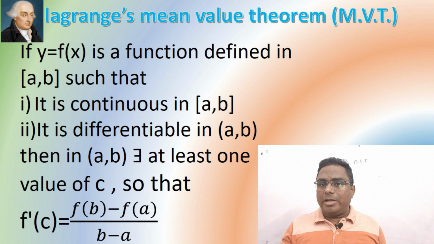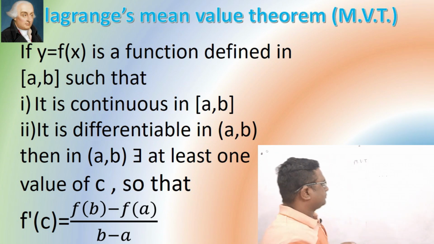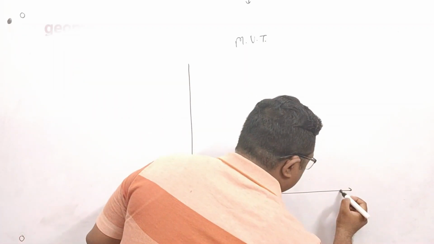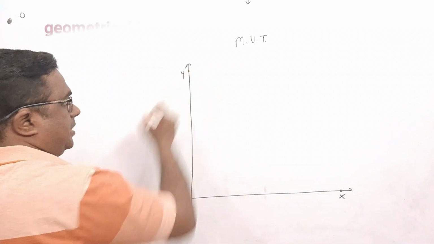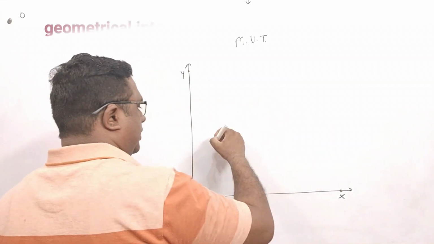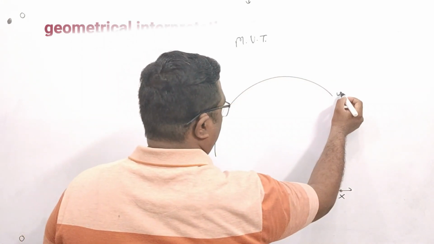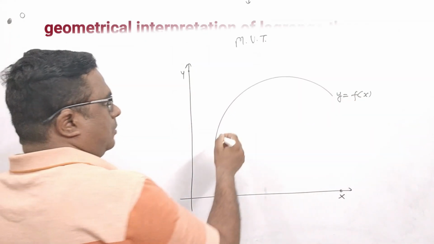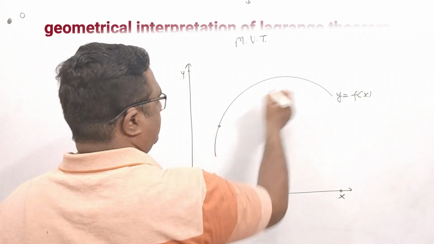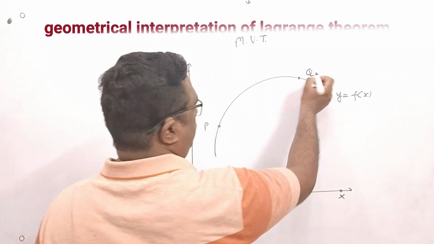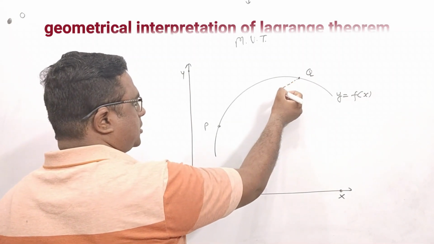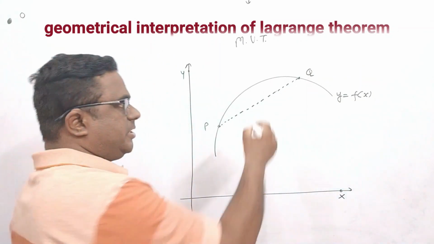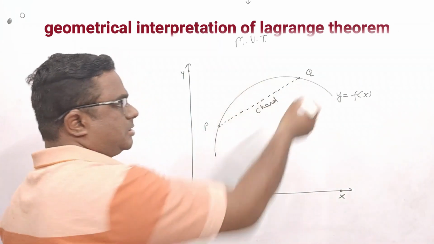Now I will tell you the geometrical interpretation of the mean value theorem. Let us draw a Cartesian plane, x-axis, y-axis. And suppose it is the graph of some function whose equation I am taking y is equal to f(x). Is that clear? On this graph, I am taking a point P here and another point Q here. If I join the points P and Q, then I can say that it is the chord of this curve.